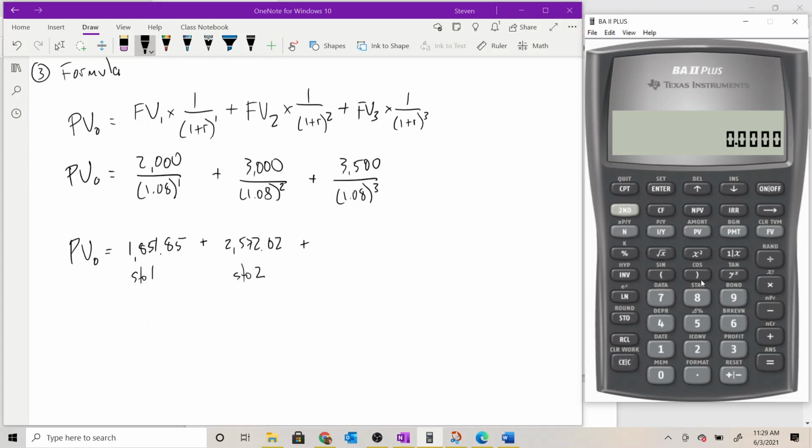And then plus, finally the last one, 3,500 divided by 1.08. I need to raise that to the 3. So on the BA2 Plus, the way I'm going to do that is while 1.08 is on the display, I will press the Y to the X key, which is right above the 9. And that tells the calculator that what's on the display right now, I want you to raise it to what I'm going to type in next. For this problem, that's 3, so I'll press the 3 key, and then equals, and it'll raise that 1.08 to the 3 and then do the division for me.